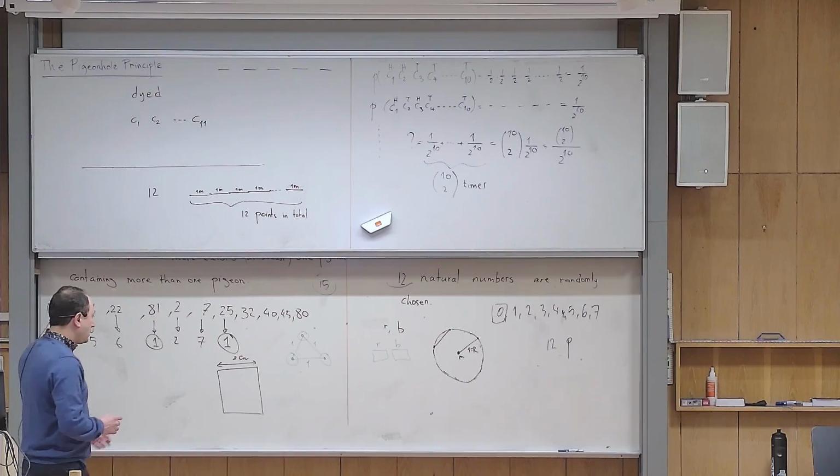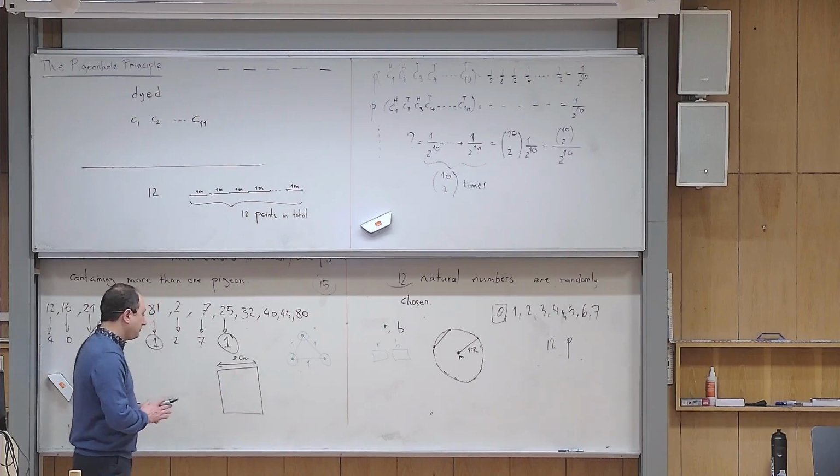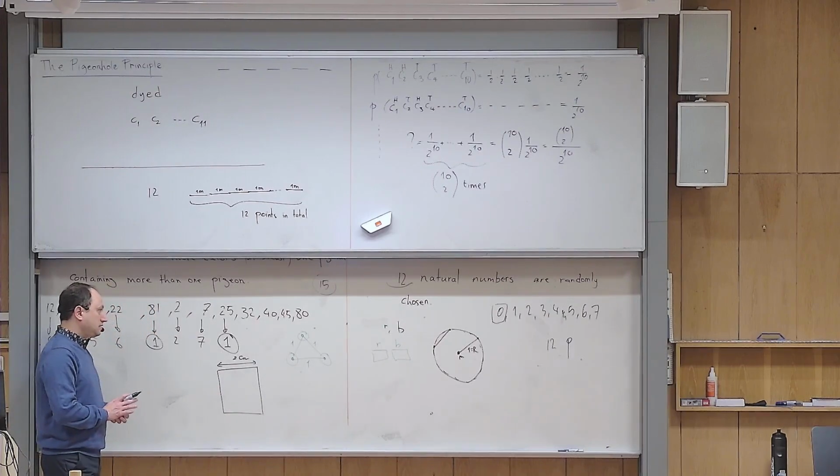So I choose 5 random points here. I want to show that the distance between at least 2 of them is at most the square root of 2, something like that.